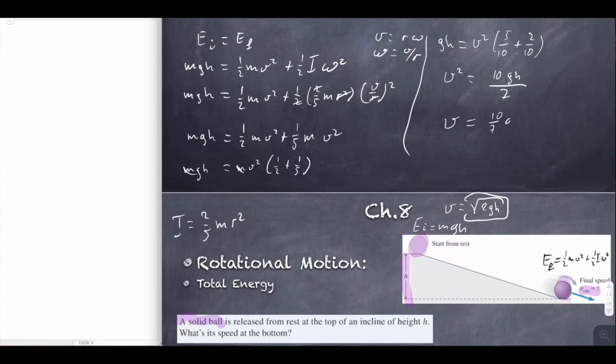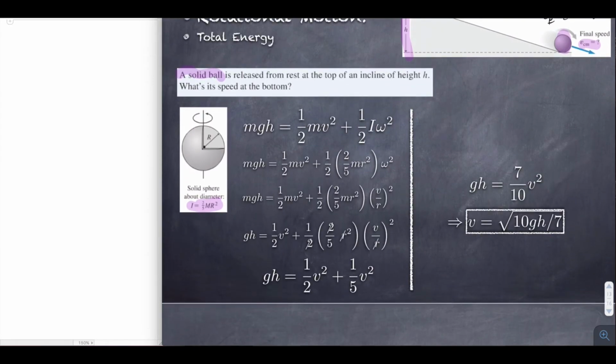so v equals the square root of 10/7 gh. So now you can compare your result, and 10/7 is less than 2 gh. So you see that a certain amount of gravitational energy was converted to rotational, due to the fact that we needed to overcome the moment of inertia here.